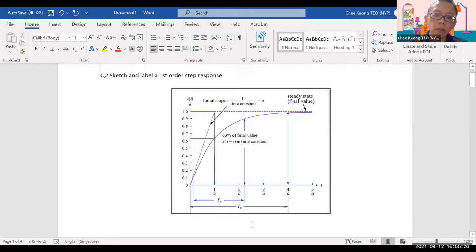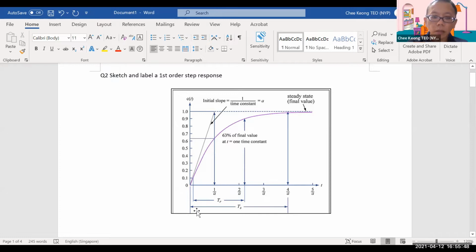Now the key parameters for a first order system you need to identify is basically the time constant, which is from 0 to 63%. This is the time constant, right? The time constant here from 0 to 63%. So this is the time constant, and the settling time will be Ts, right?